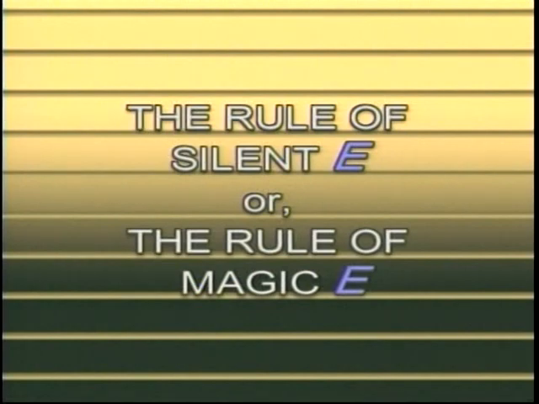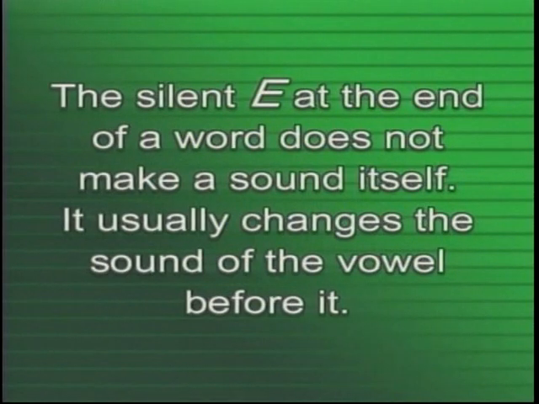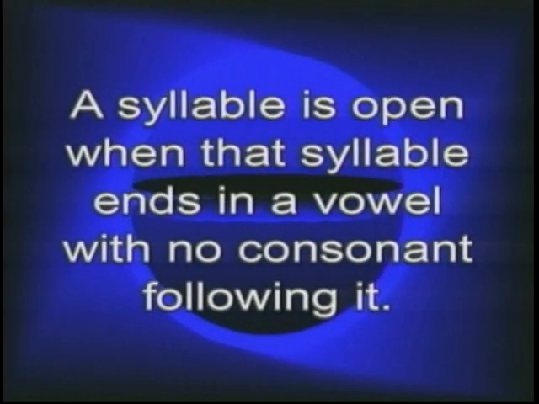The rule of silent E, or the rule of magic E. The silent E at the end of a word does not make a sound itself, but usually changes the sound of the vowel before it. A syllable is open when that syllable ends in a vowel with no consonant following it.